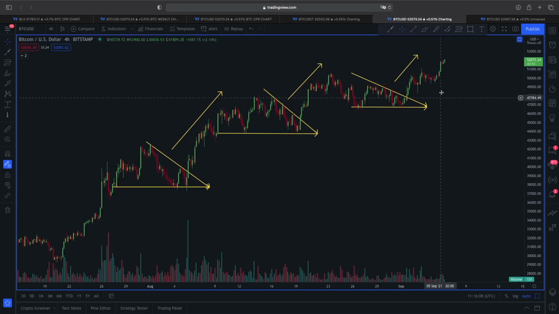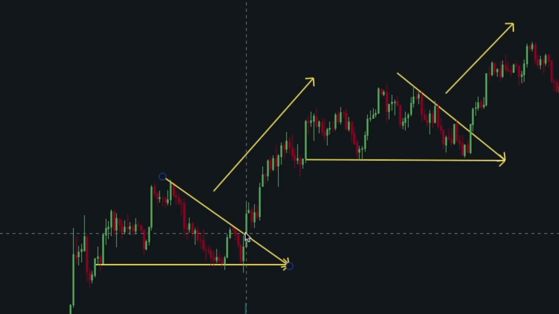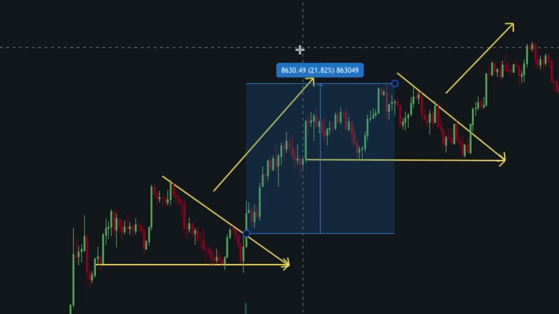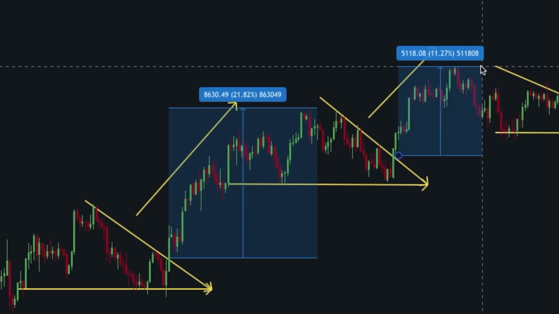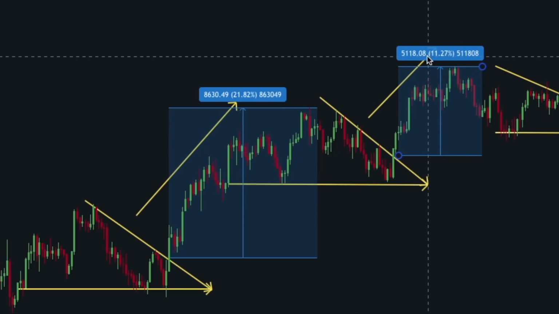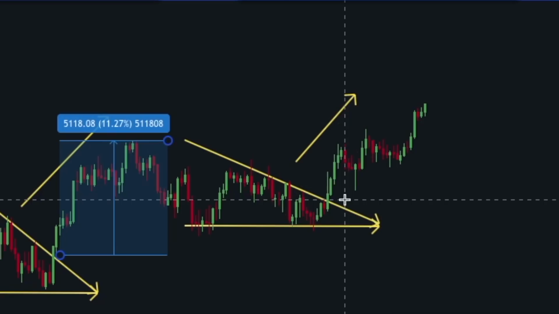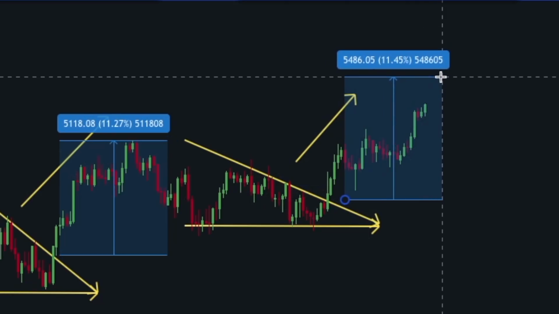So the question here is, how far is it going to continue? Because according to this scenario, with each and every price movement, I also want to show you one thing. From this breakout till the top, the price of Bitcoin moved almost around 22%, right? And from this breakout till the top, you can see the price of Bitcoin moved 11.27, or you can say 12%. From here, right now, how far is it going to continue?